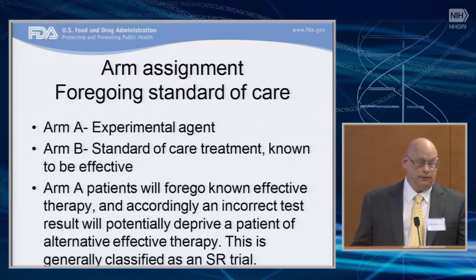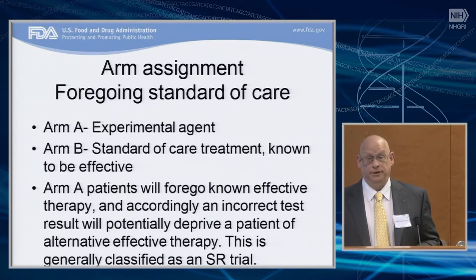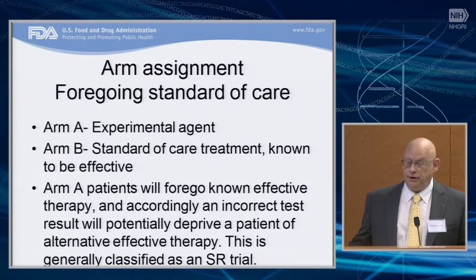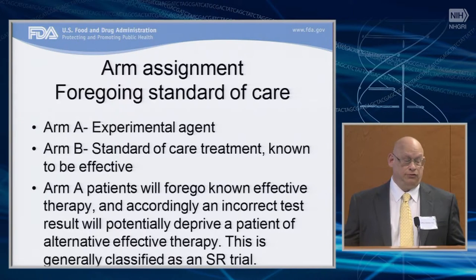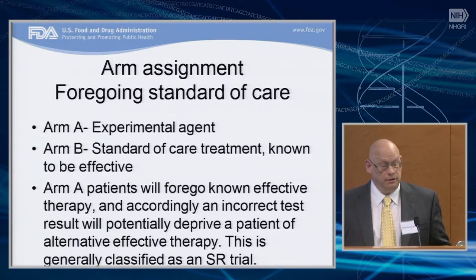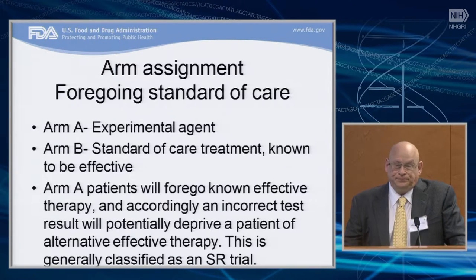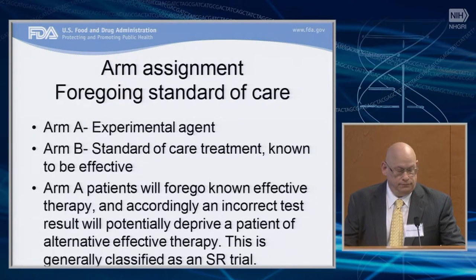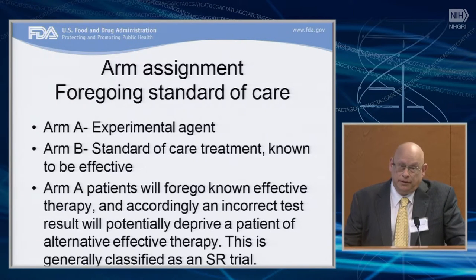For example, if you have arm A and arm B, where arm A is an experimental agent, and arm B's patients get standard of care treatment, which is known to be effective, anybody who's enrolled in arm A is going to forego known effective therapy. Therefore, an incorrect test result will potentially deprive a patient of alternative effective therapy. And this would generally be classified as a significant risk trial. Now, the experimental agent might prove to be better than the standard of care, but it might be worse. We just don't know. So it's clearly a risk.